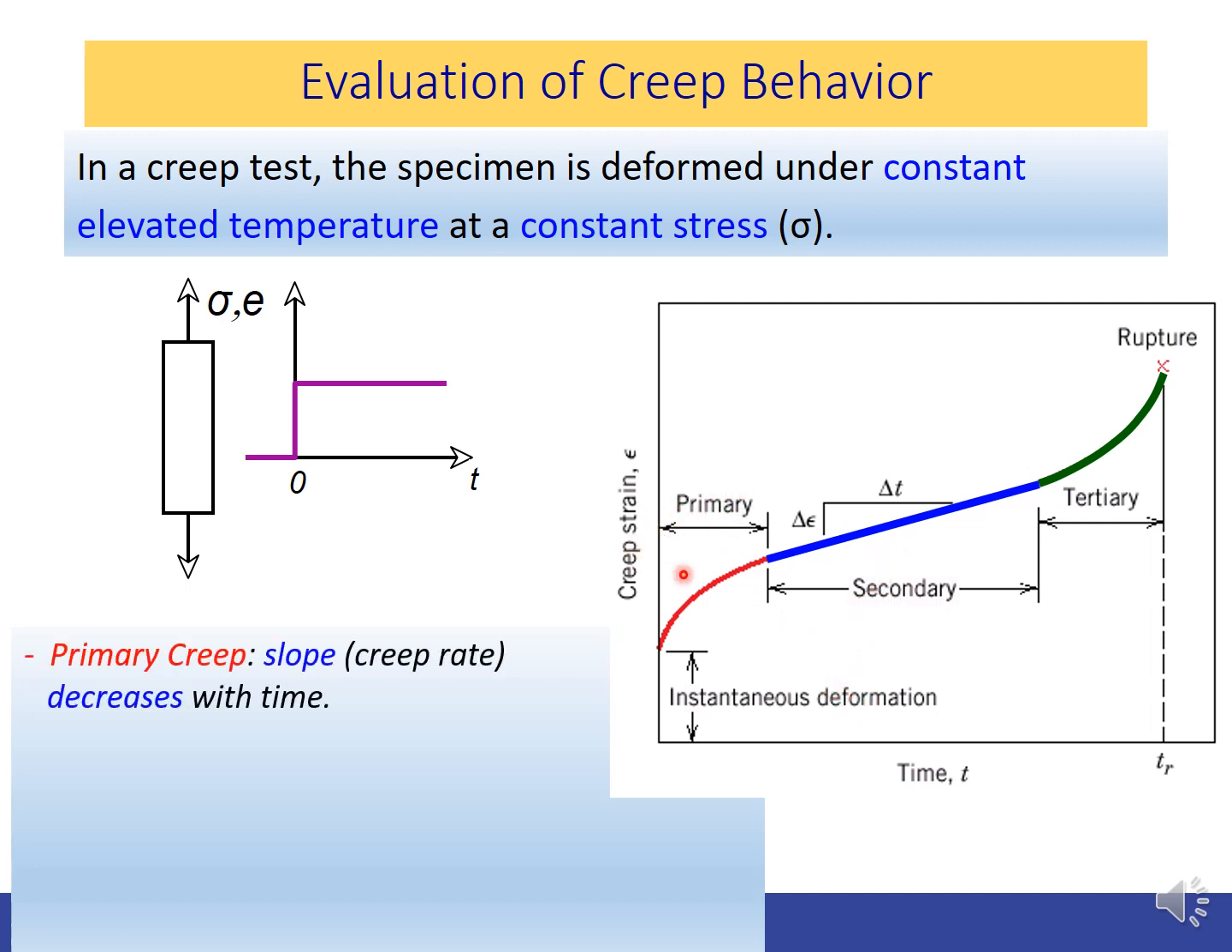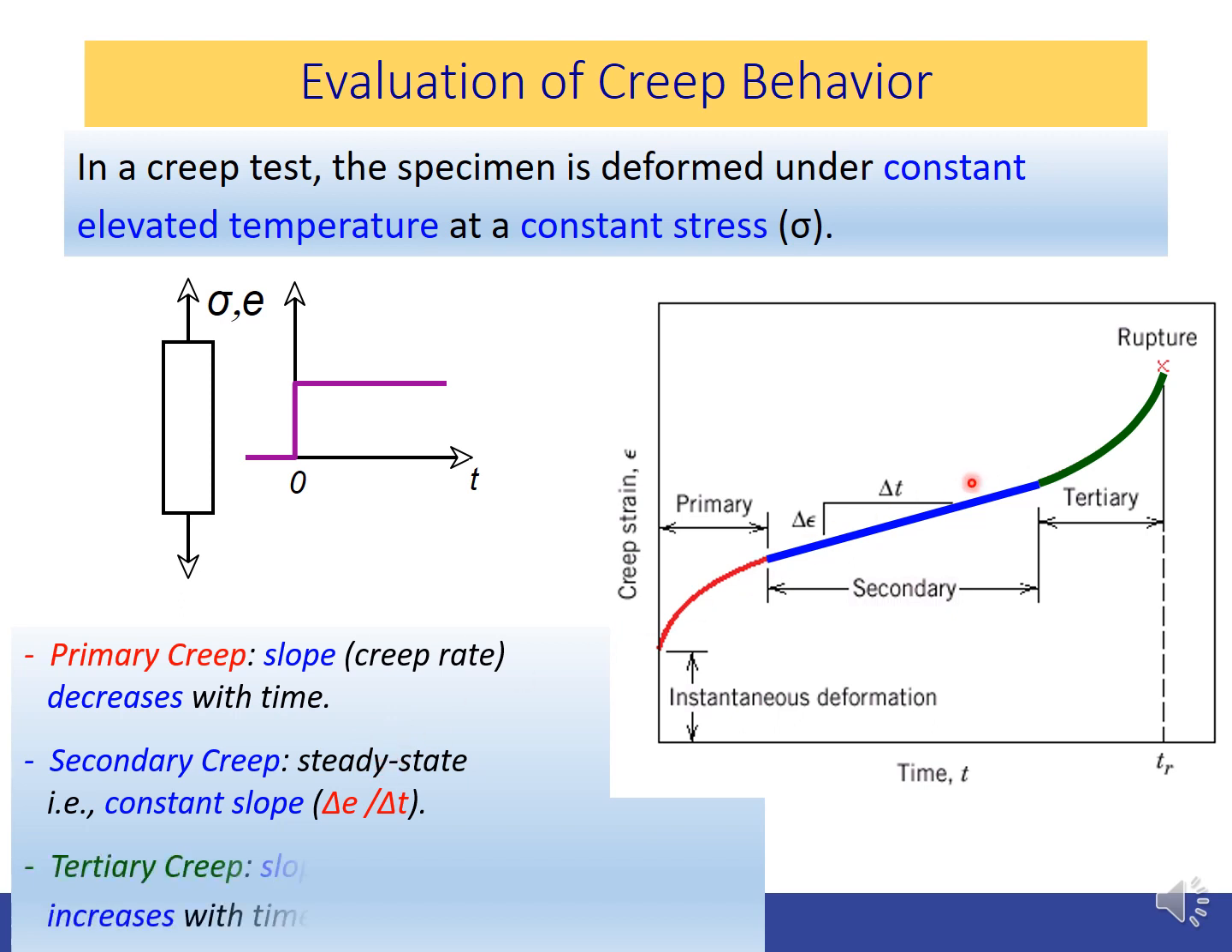For the primary stage or primary creep, the slope decreases with time. And the slope is also the creep rate, which is the change of the creep strain with time. So creep rate decreases with time during the first stage. In the second stage, this portion is almost a straight line, which means the creep rate is constant. And this is the steady state creep stage. In the last stage, the slope increases, or the creep rate increases, which indicates an acceleration in the creep rate, until the fracture happens or the specimen fails at the rupture point, where the time corresponding to the rupture is the rupture time, t sub r.